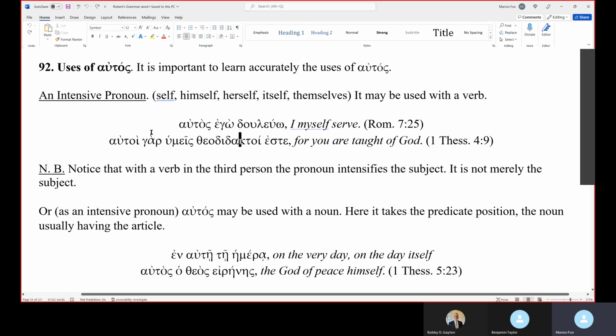Gar is post-positive, so it goes back over here for you, and are taught of God. That's you, and this would probably be you yourselves are taught of God, not just you. Even you, because you got humeis there makes it emphatic, and then you got autoi, you yourselves. You yourselves are taught of God. That would be a better translation. I would put the words yourselves in there.